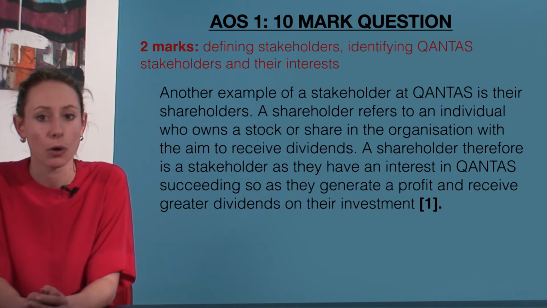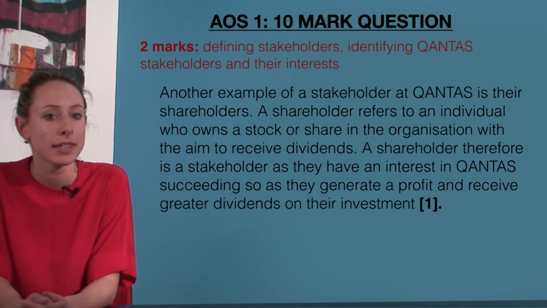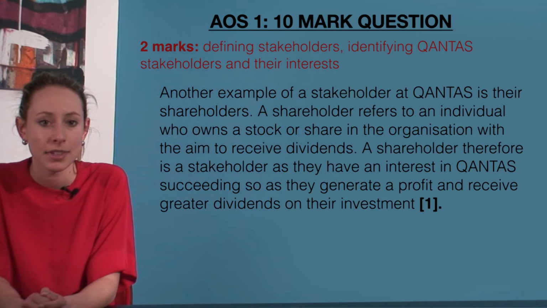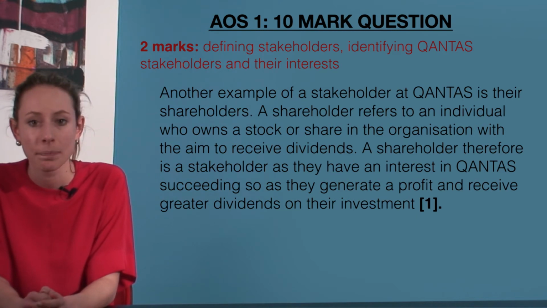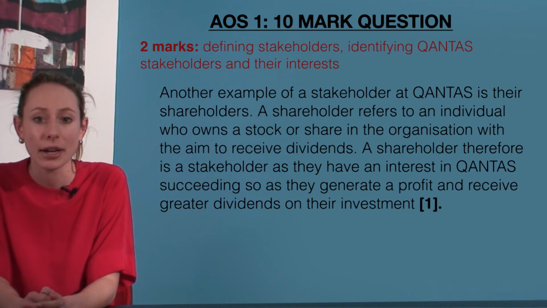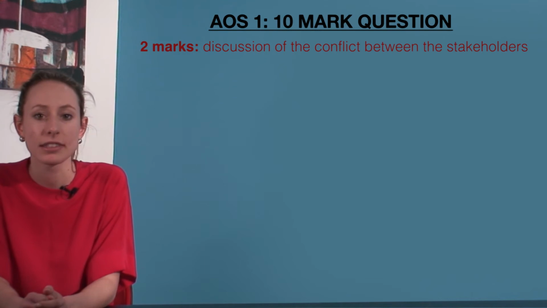Another example of a stakeholder at Qantas is their shareholders. A shareholder refers to an individual who owns a stock or share in the organisation with the aim of receiving dividends. A shareholder, therefore, is a stakeholder, as they have an interest in Qantas succeeding so as to generate a profit and receive greater dividends on their investment. 2 marks may be awarded for the discussion of the conflict between the identified stakeholders.